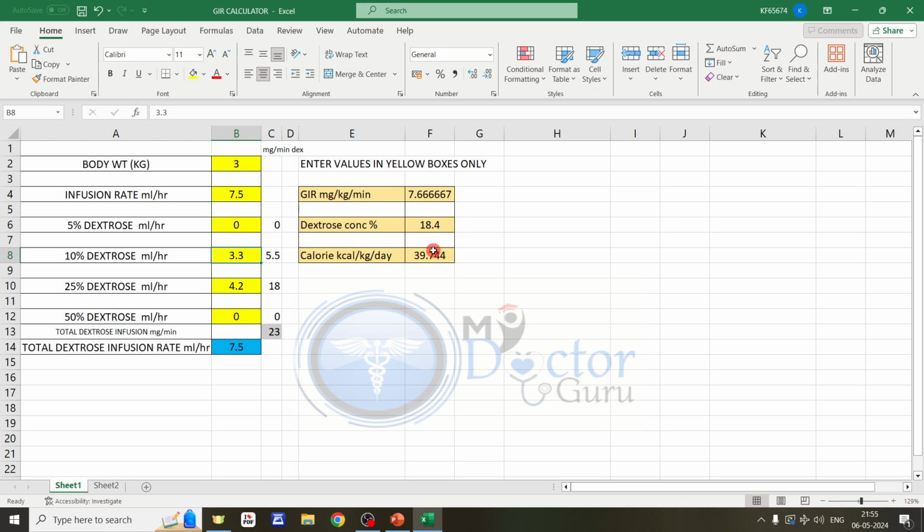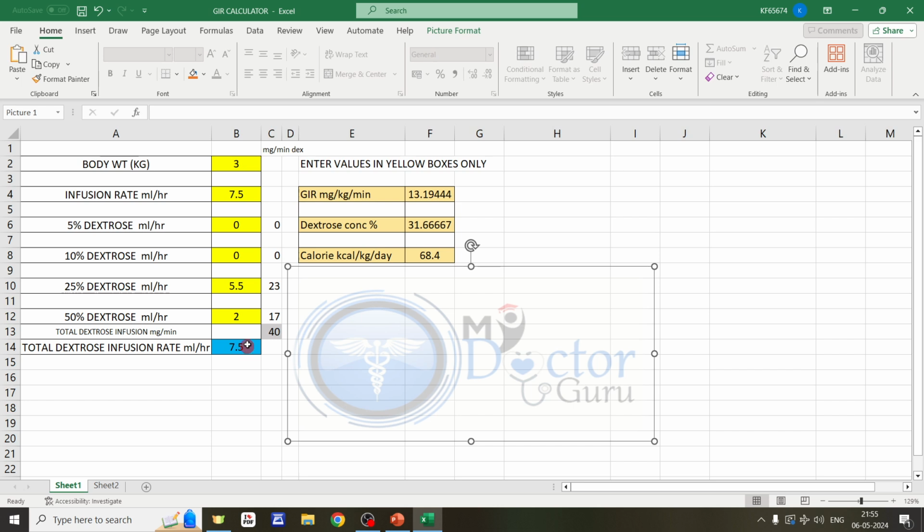I've also made a calculation column for calories per kg per day which the baby will receive at this particular GIR. Suppose you need higher GIRs like 10 and 12, then the solution can't be made with 10 and 25D. Then you take help of 50D, and you start 50D at 2 ml per hour, reduce this to 0, and make this 5.5. Then your GIR is made. Make sure the volume is correct every time so that you don't cause fluid overload or underload.